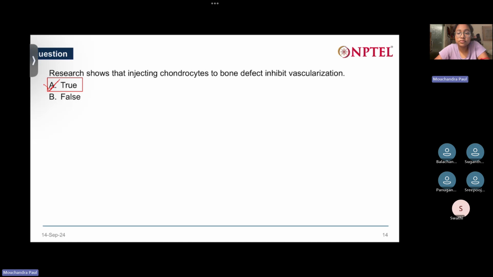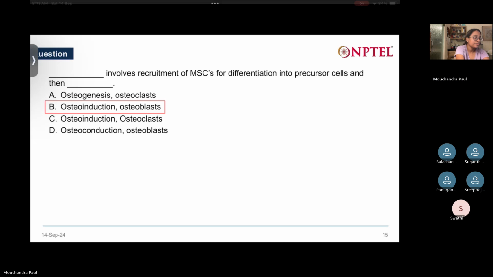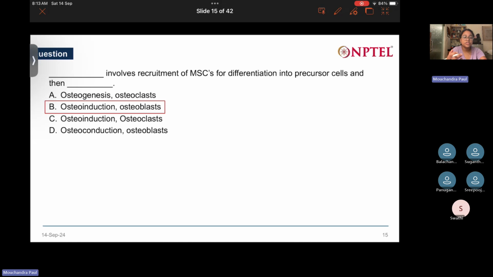Yes, give it a try. Is it option B, ma'am? Osteoblast. Okay, so let me see. Yeah, it's B. So MSCs will definitely differentiate into osteoblasts, and the process through which this recruitment of MSCs starts is through osteoinduction.